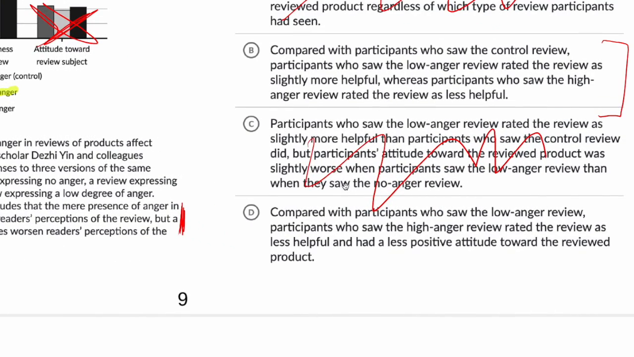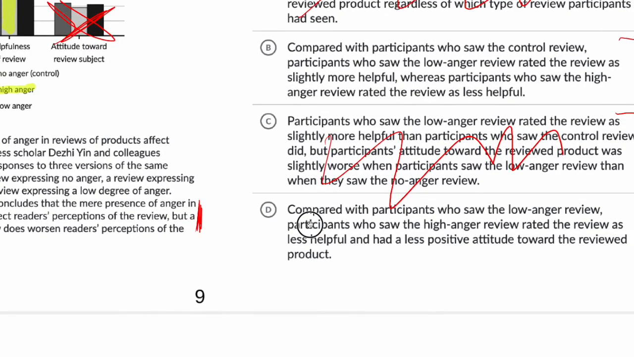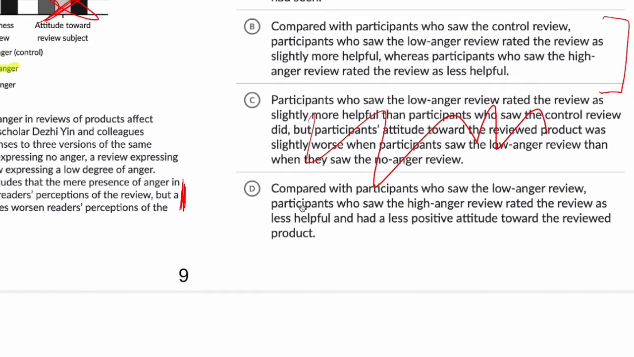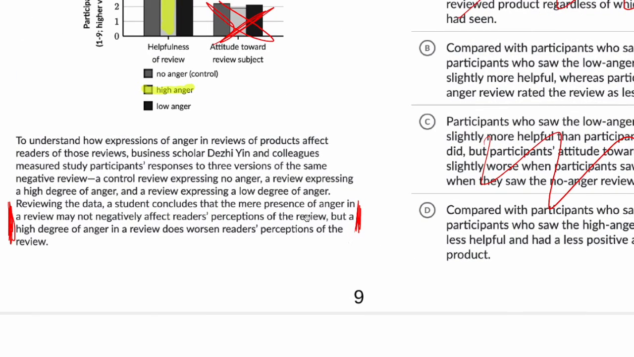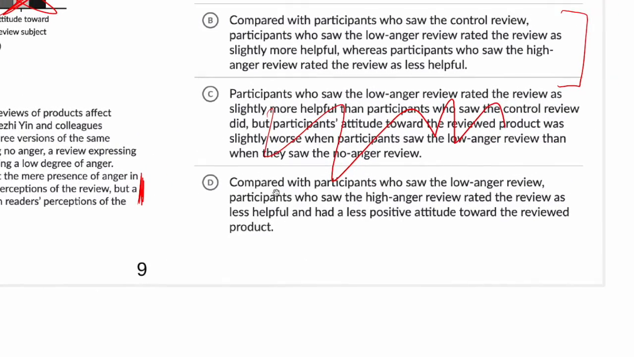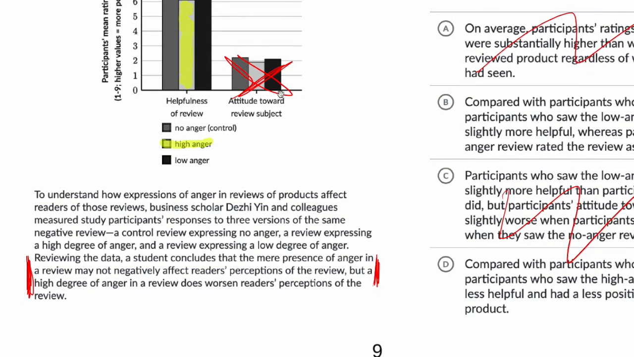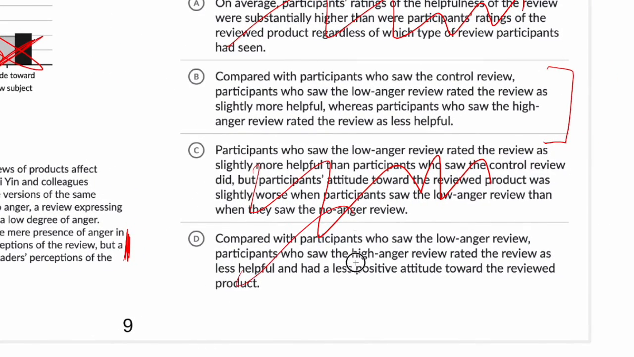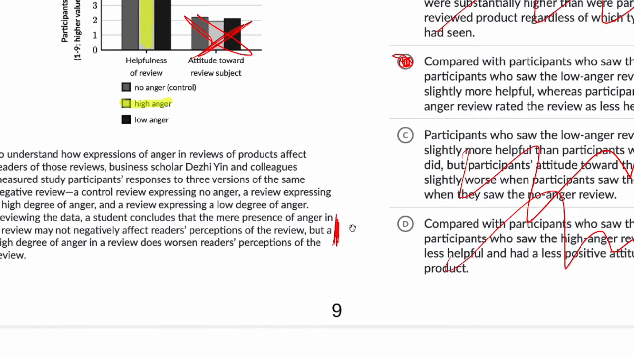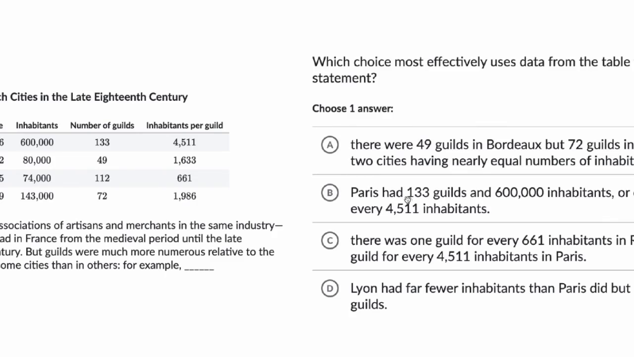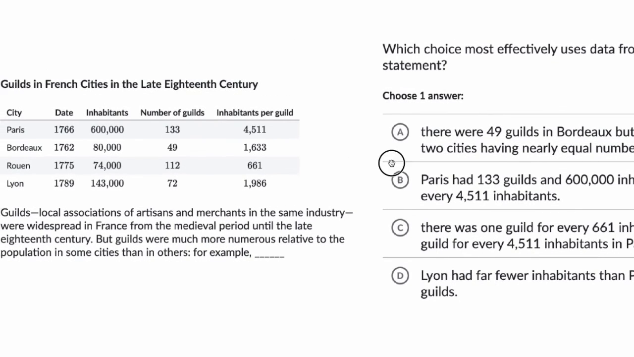So B versus D. Compared with participants who saw the low anger review, participants who saw the... See, the problem with D here, I would say, is that, again, the student's conclusion is focusing only on perceptions of the review and not the attitude toward the review subject. And so D veers a little bit off, not off topic, but it gets into things that aren't part of the conclusion. And so that's why I would go with B here.